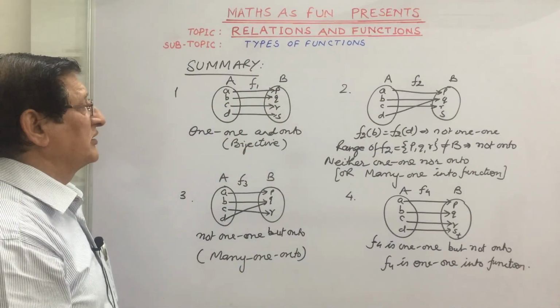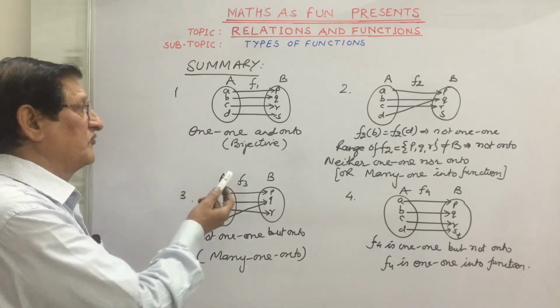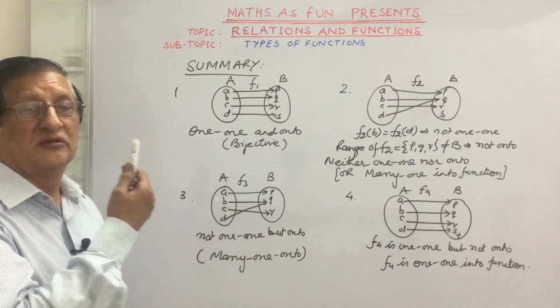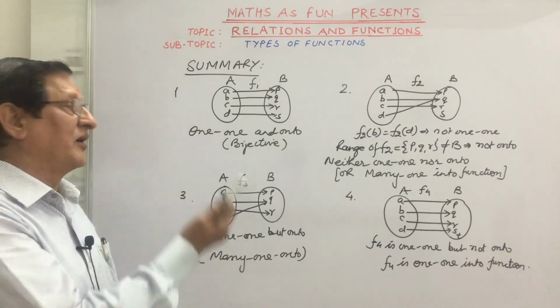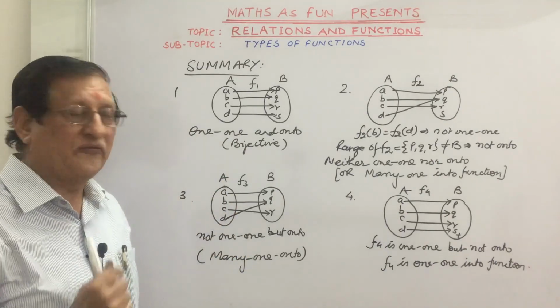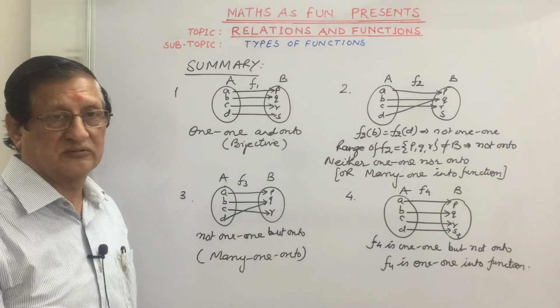I think through these Venn diagrams it must be more clear to you what is a one-one function, what is an onto function, what is a many-one function, what is an into function, and what is a bijective. So every type of function we can understand through these Venn diagrams.